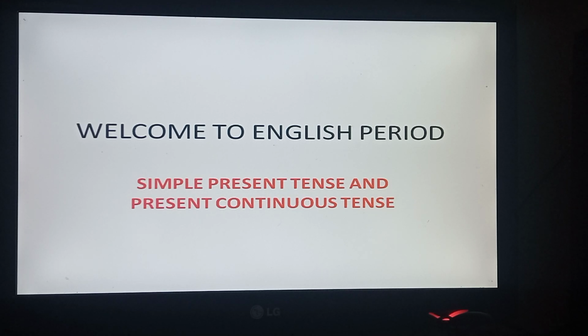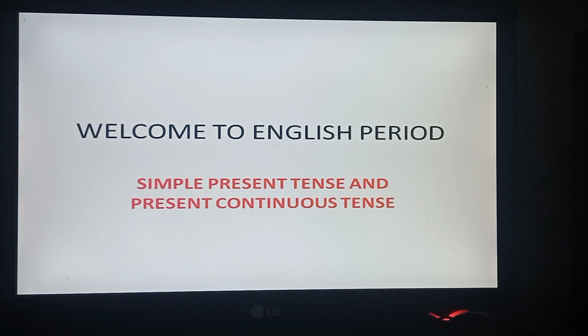Welcome to English period. Today we are going to learn about simple present tense and present continuous tense. In the previous lesson we already talked about what a verb is. Does anyone remember what a verb is? A verb is an action word. So we had learned more about tenses.